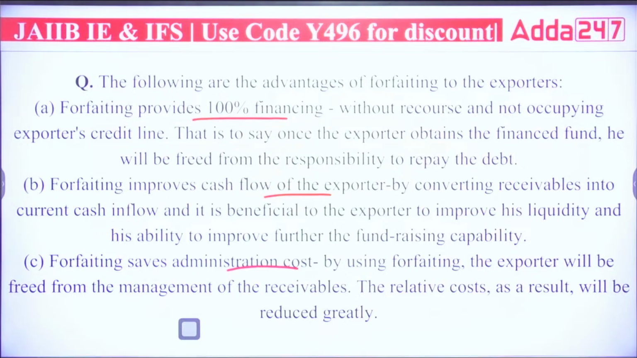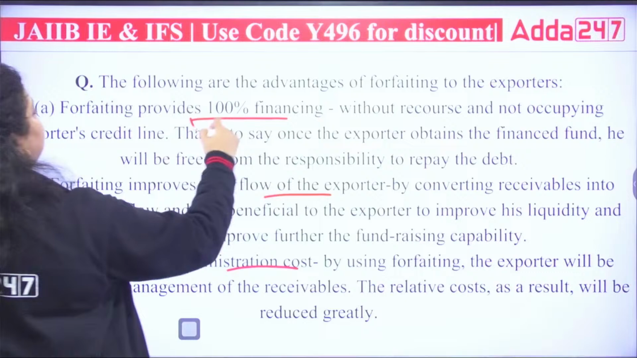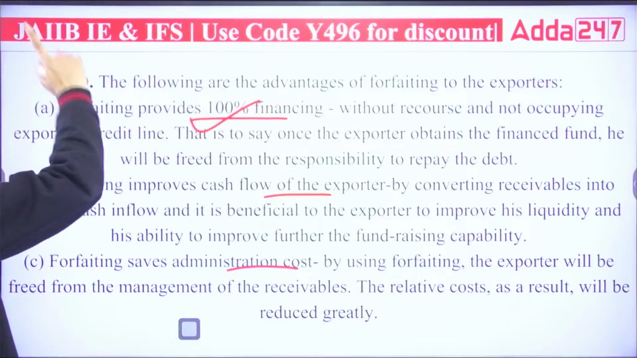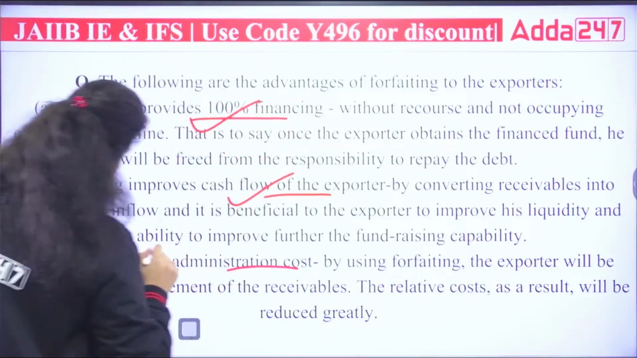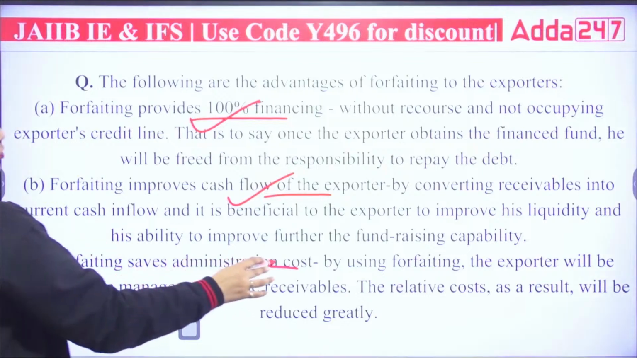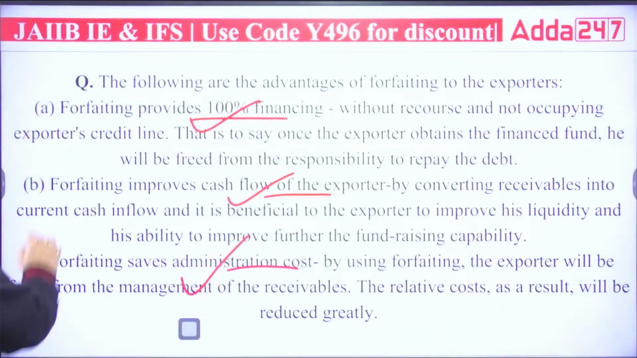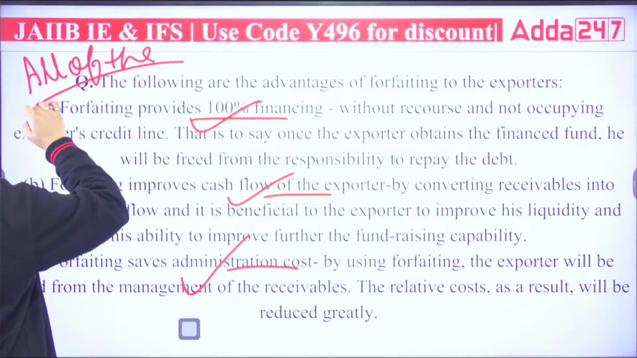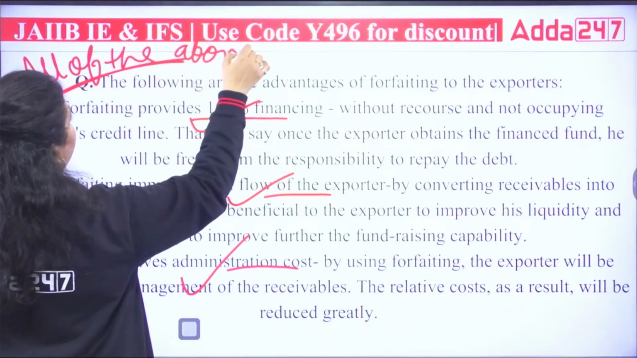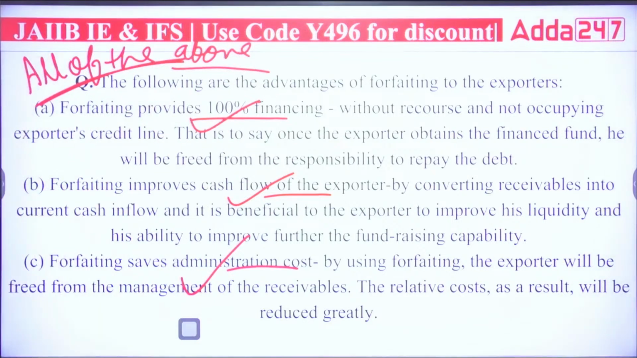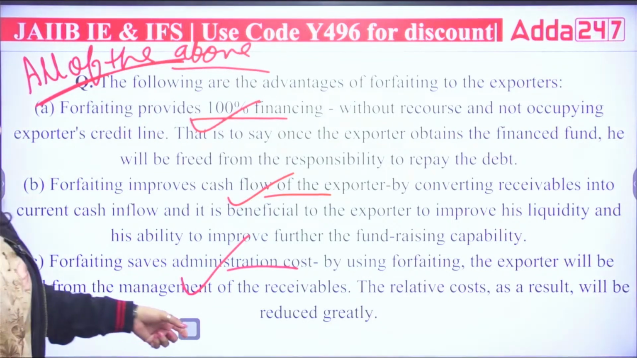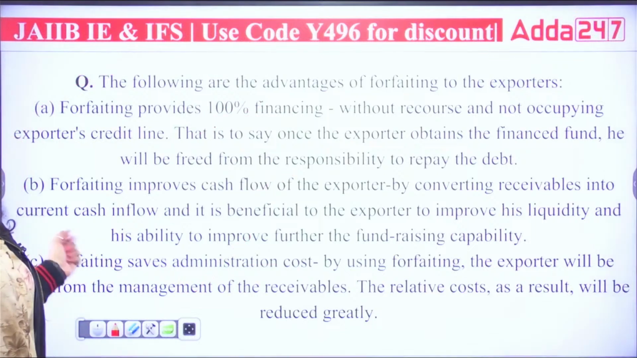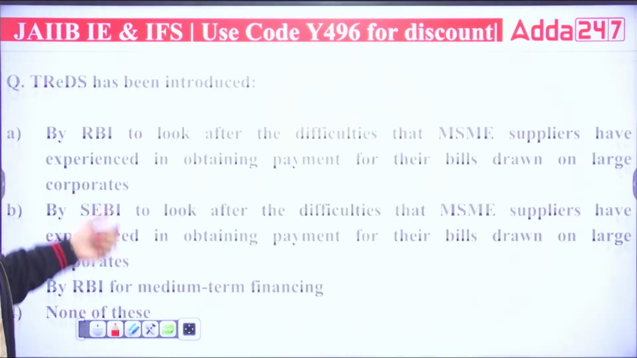Okay. So here actually it provides 100% financing because it's a forfeiting. It improves cash flow for the exporter. This is also true. Forfeiting saves administration cost. This is also true. So the right answer will be all of the above. All of the above are the advantages of forfeiting, because it provides all these 3 benefits to the exporter actually.